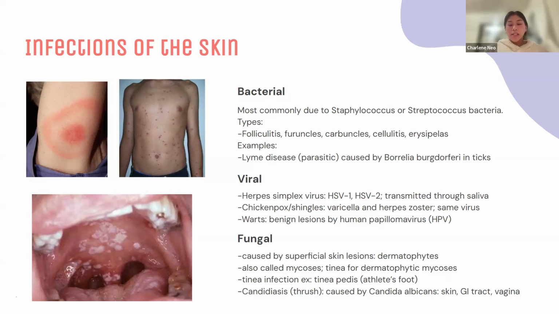Candidiasis is another example, and this is caused by the Candida albicans fungus, and these can infect the skin, GI tract, and the vagina. So on the bottom photo, this is an example of candidiasis, and you can see that it's present due to the white spots in the person's mouth.